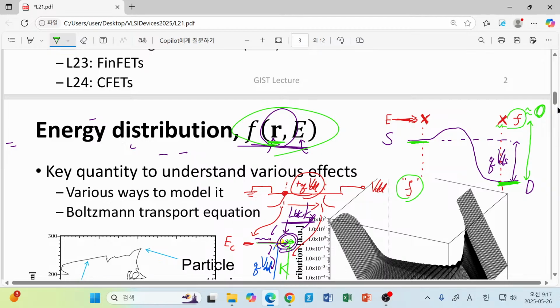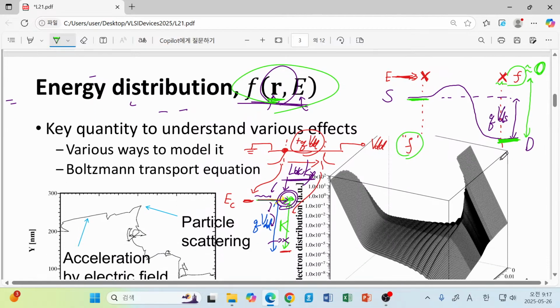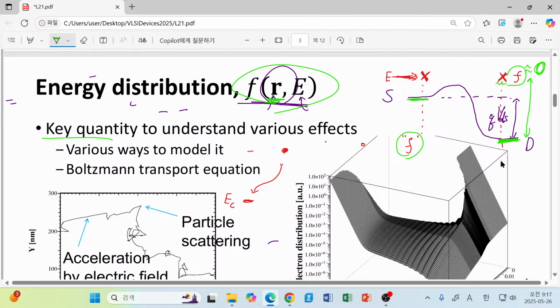To be more accurate, close to the final quantity, but anyway, quite close to the final quantity. So as I write down here, this is the quick quantity to understand various effects. So we wanted to know this quantity, but please be advised that calculation of this energy distribution function is quite complicated and computationally very difficult job.